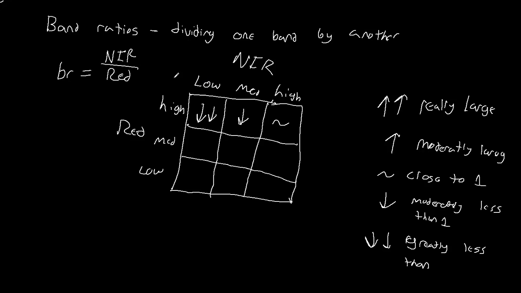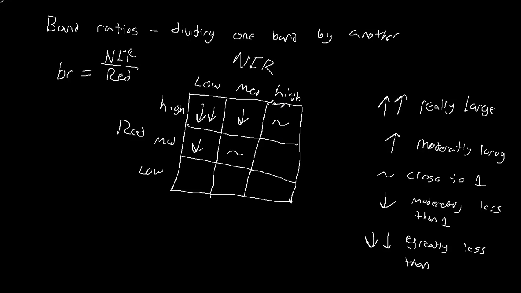What if we have a low NIR divided by a medium red? Well, now you have a low number divided by a slightly bigger number, but it's not as high as it was. This is going to be moderately less than 1 because you have a small number being divided by a large number, but it's not as large as this was. What about a medium divided by a medium? Well, in this case, we're going to end up with the same scenario as we did here, where you have numbers that are approximately the same value, and you're going to end up with something approximately close to 1.